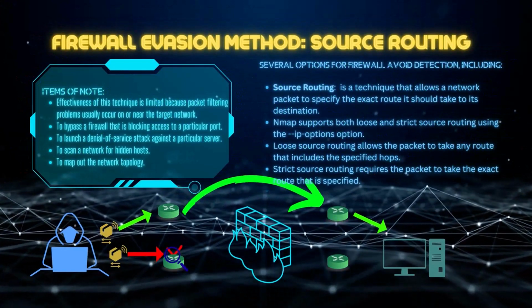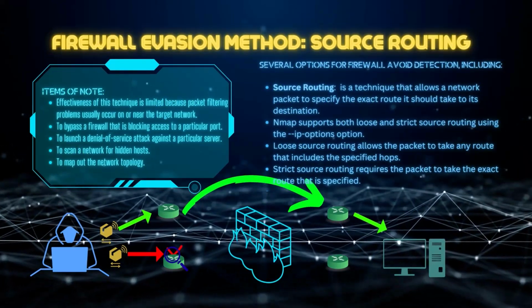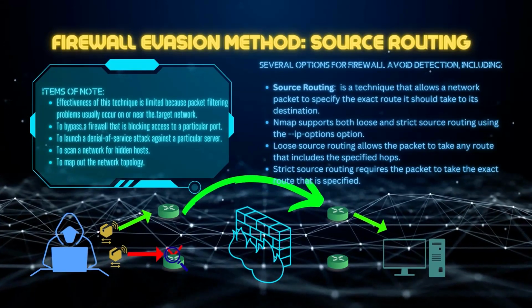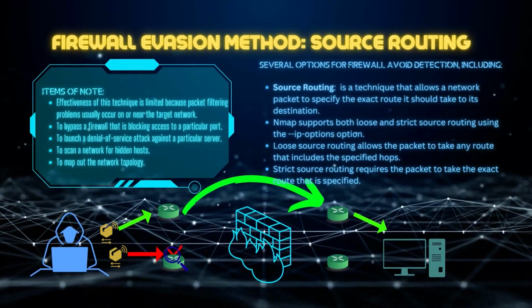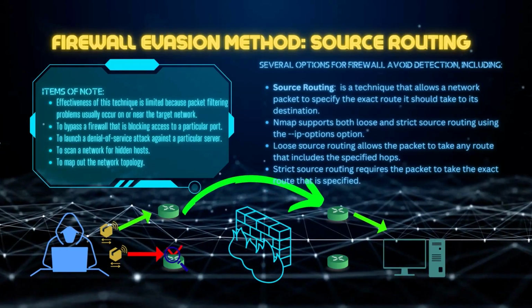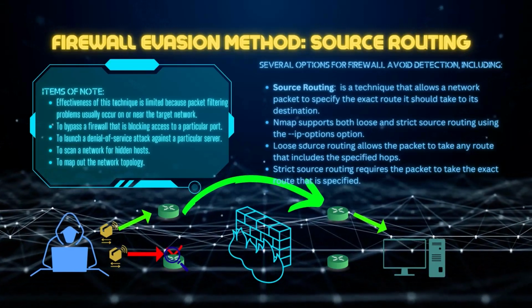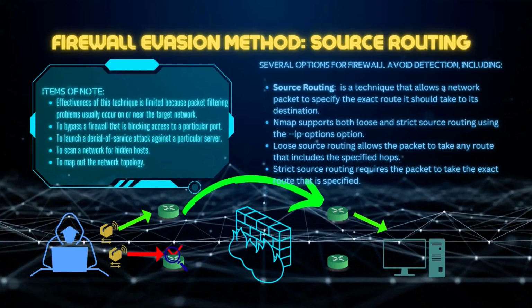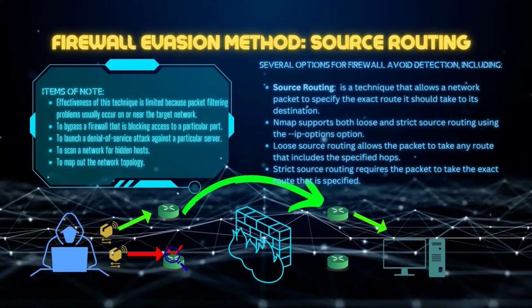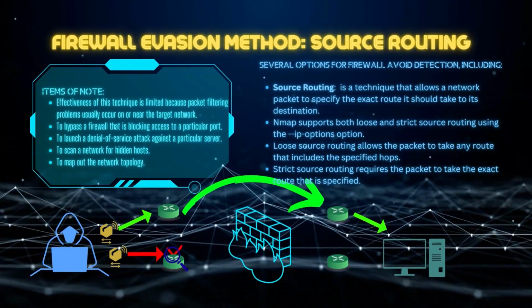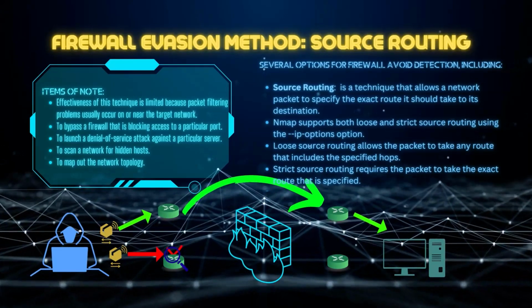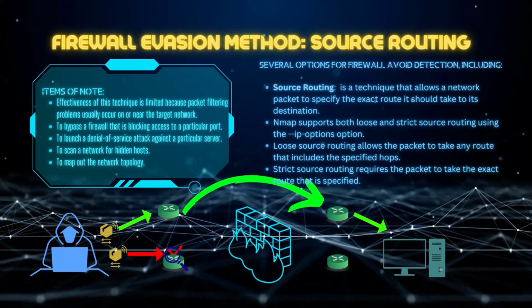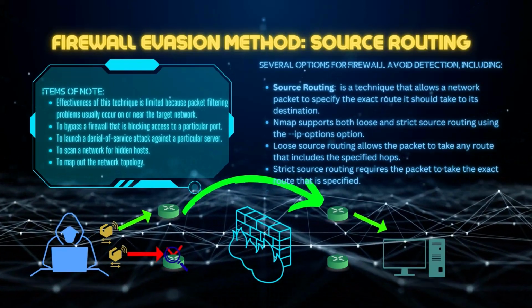It's an old but still effective technique in some cases. If a router on the path is causing trouble, try to find a route around it. However, its effectiveness is limited as packet filtering issues often occur on or near the target network. Nmap supports loose and strict source routing via the --ip-options option. For example, use --ip-options "L 192.168.1.7 192.168.1.9" for loose source routing, or S for strict source routing. If using strict source routing, you need to specify every hop along the path. IPv4 source routing is typically blocked, but IPv6 source routing is more pervasive.